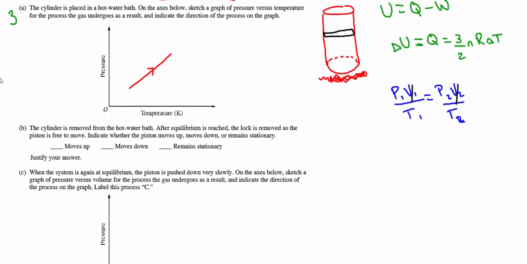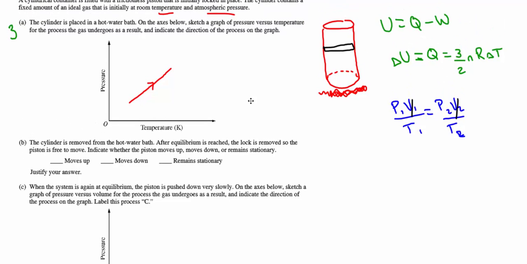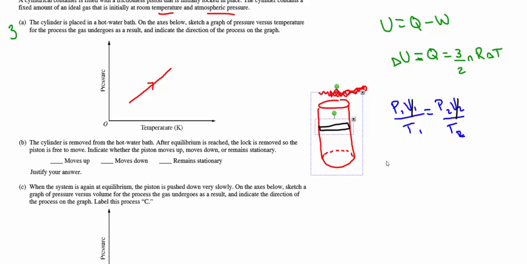Now the cylinder is removed from the hot water bath, and after equilibrium is reached, the lock is removed so the piston is free to move. We want to know, does the piston move up or down or stay the same? And so let's look at this situation down here. I'm going to remove that heat because it's out of the bath. And what's going to happen to this piston once we unlock it? Well, originally, the pressure inside this container was atmospheric pressure. Once we remove that heat, it's going to go back to being atmospheric pressure.